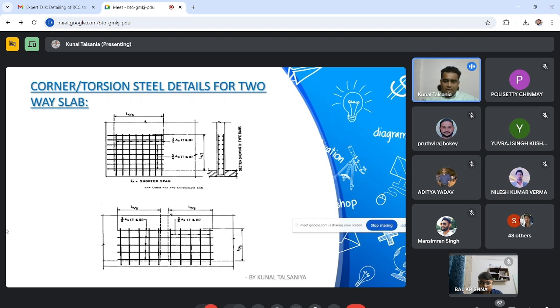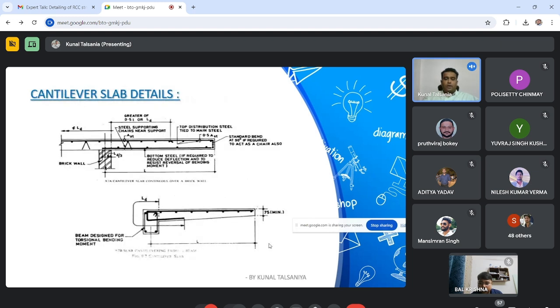Now I also want to share the cantilever slab detail, because cantilever slabs are very important, and normally cracks develop majorly in cantilever slabs only. So the detailing of cantilever slabs is very important. The back anchorage is very important. You have to provide minimum L as back anchorage. Normally, as good practice, we provide 1.5 times the L.